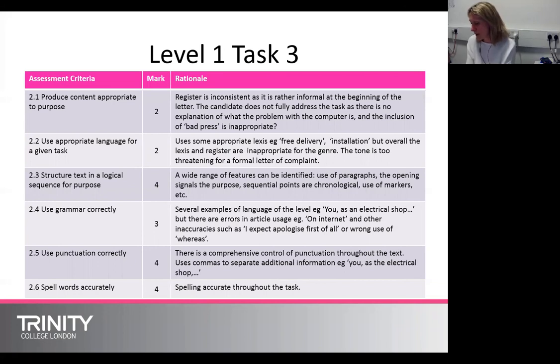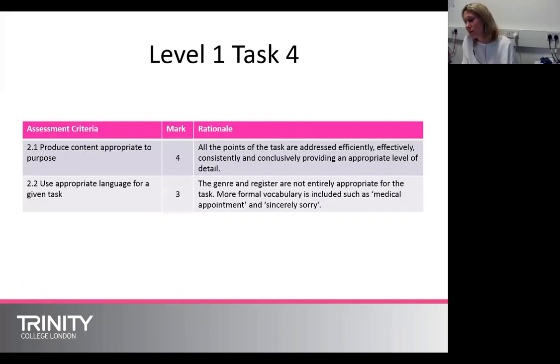We're only looking at whether the candidate is answering the task. So are they producing content which is appropriate to purpose? Have they written the right amount and the level of detail is included? And whether appropriate language for this task is being used. So this is an informal task. In task 4, what we're looking for candidates to do is to demonstrate they can write informal pieces, produce informal texts. So task 3 is a formal one, task 4 is informal.